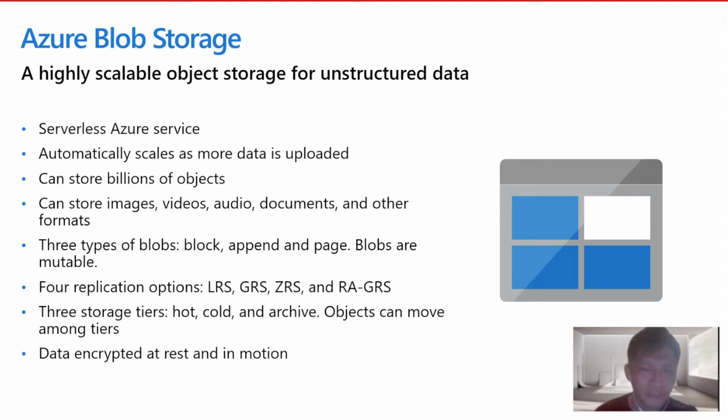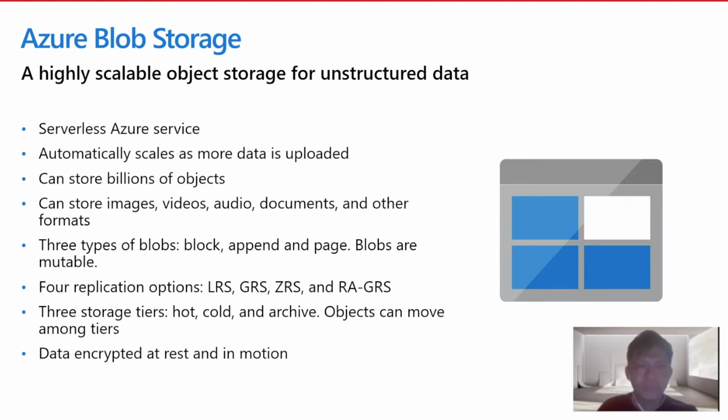Right? There are three storage tiers for this: hot, cold, and archive, with different kinds of pricing. Hot are the ones that are readily available. Cold might take a little while for you to access, and archive usually takes the longest time. The thing is, you can move these objects around these different tiers quite easily, and quite transparently. Also, in terms of security, all your data is encrypted at rest and also in motion. So security is built into Azure Blob Storage.